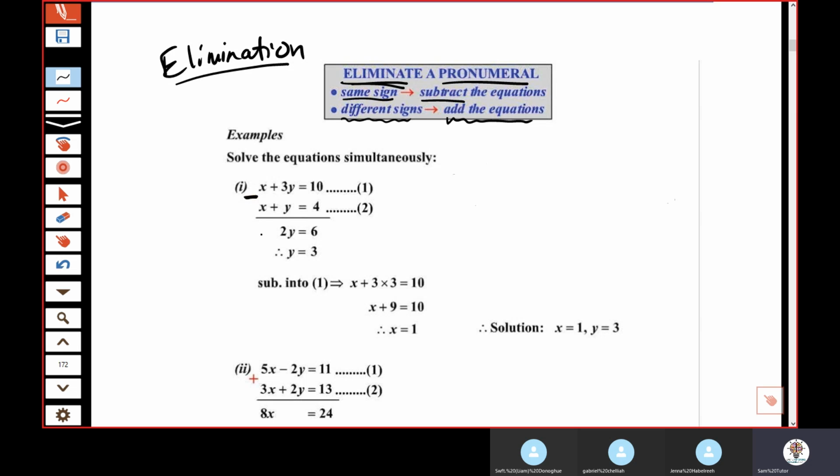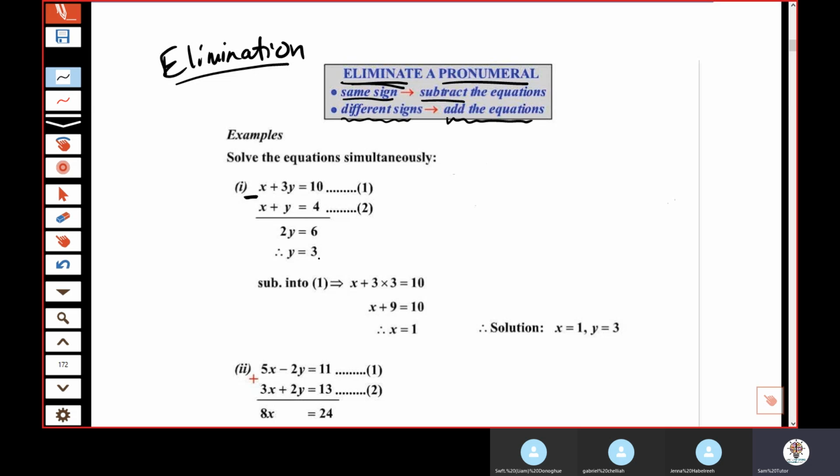Gone. You just got rid of the letter, which you have to, because you can only ever solve for one letter at a time. What's 3y take away y? 2y. Equals, keep everything in line like you've learned back in primary. 10 take away 4 equals 6. And then what do you do when you're here? 2y equals 6. Divide by 2, y equals 3.